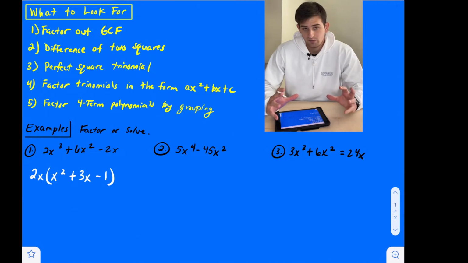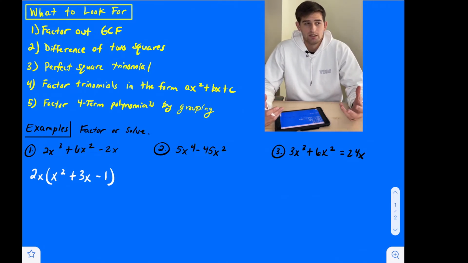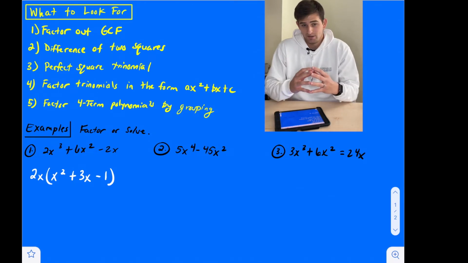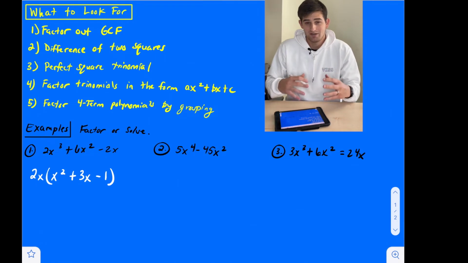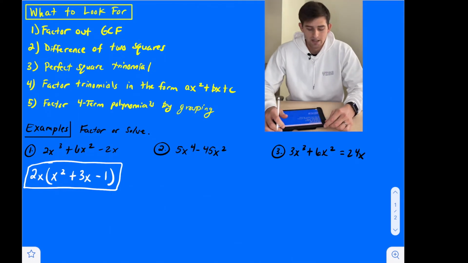So now I have a trinomial, and I can see that b is 3 and c is negative 1. Are there two numbers that add to 3 and multiply to negative 1? Multiplying to negative 1, 1 and negative 1 is our only option, right? Well, if we add those together, that is not 3. So this trinomial is no longer factorable. That would be our final answer, 2x times x squared plus 3x minus 1, and we're done.